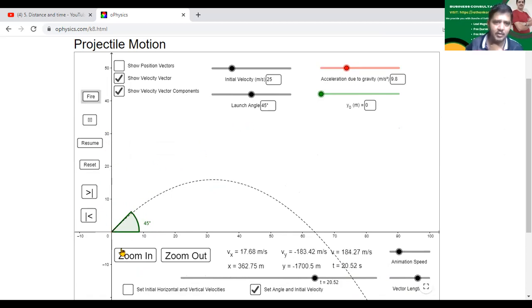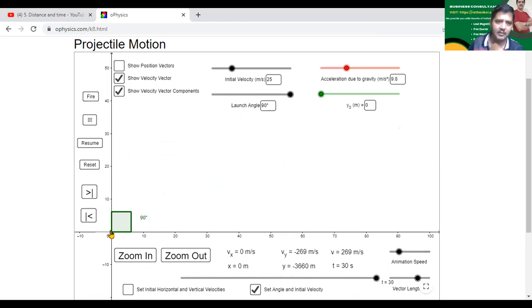So what should I do to throw it vertically upwards? This is 45. I should make this equal to 90. Now let me make it 90. Now you will be throwing the particle straight up, and the initial displacement of the particle is 0, which means the particle is kept here. The initial velocity is 25 meters per second. We have kept this. Now let us fire it.